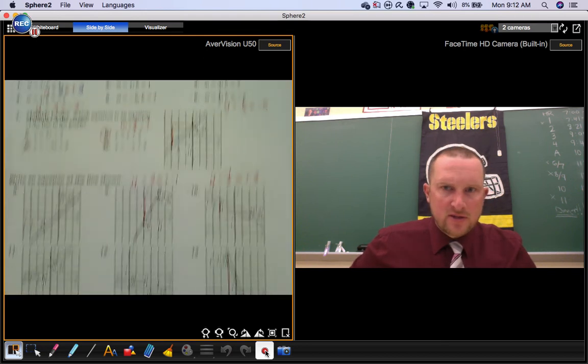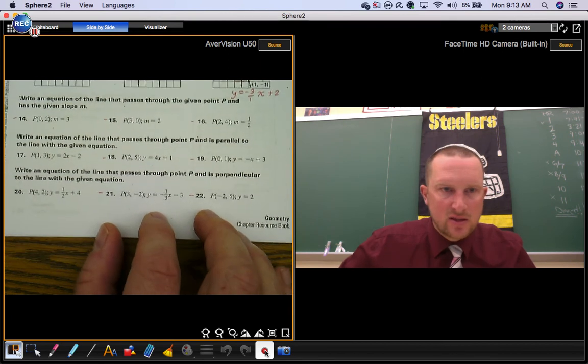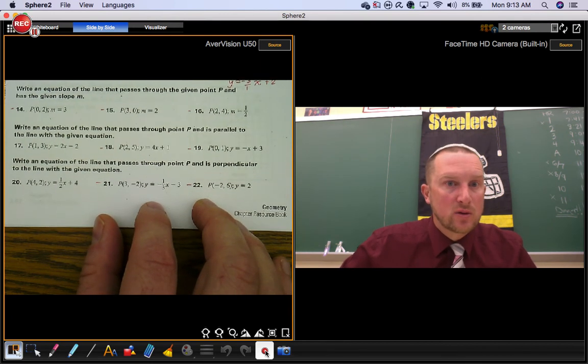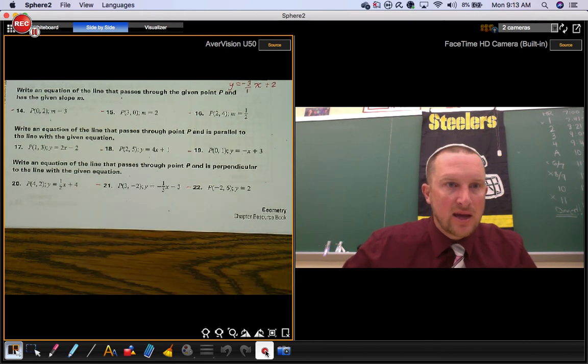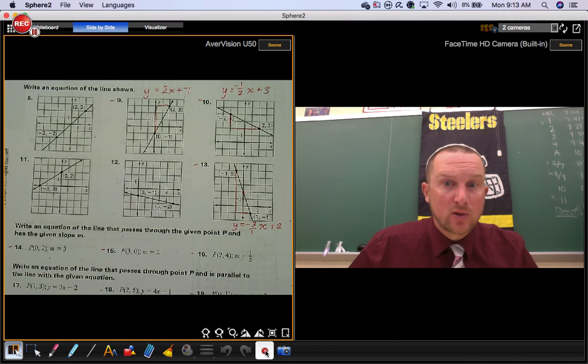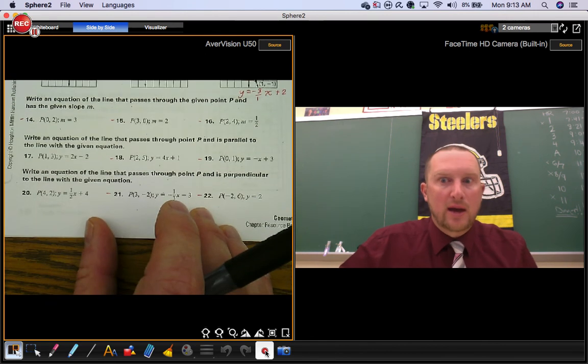This is practice 8 for section 3.5. We're going to look at numbers 14 through 16 in this video. They want you to write an equation of a line that passes through the given point P and has the slope lowercase m. So in this previous exercise, if you had a slope and a y-intercept, you could write the equation of a line. It was really easy when you had both of those things.